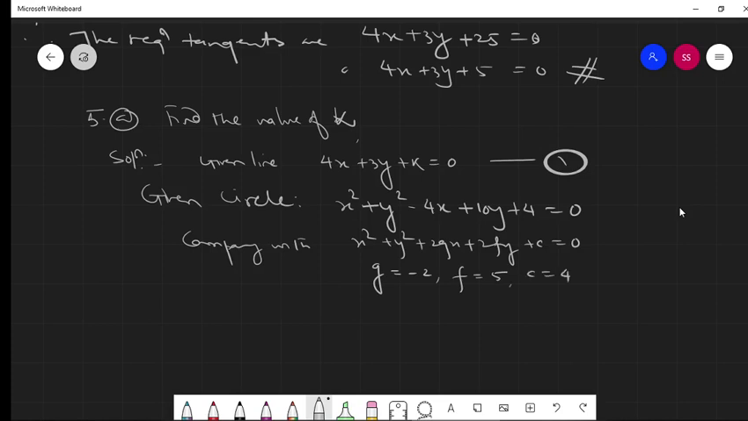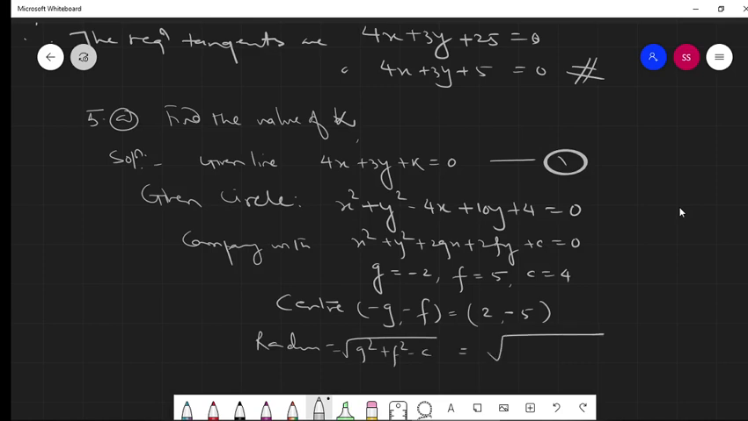Center minus g comma minus f equal to 2 comma minus 5 and radius equal root g square plus f square minus c, equal root g square is 4 plus f square is 25 minus 4 equal to 5.